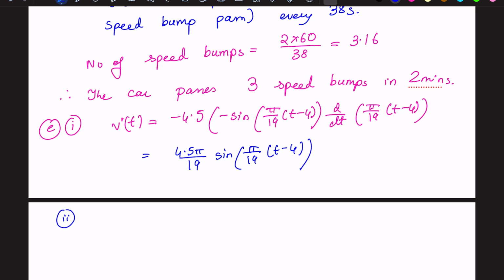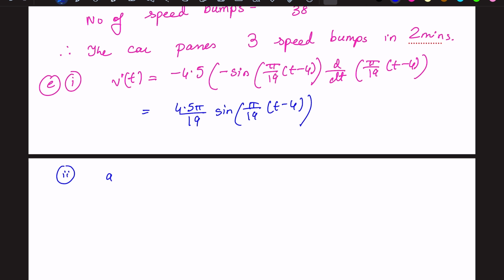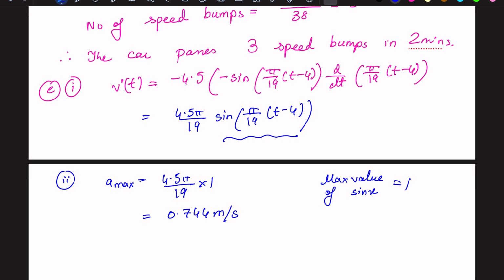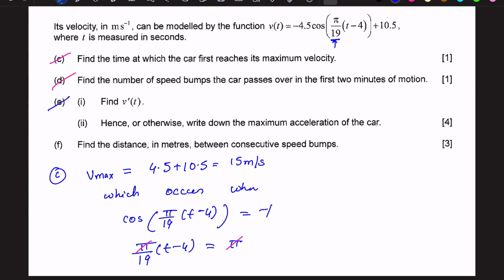Now acceleration is equal to V prime t, right? So a max is basically the maximum value of V prime t. The maximum value of V prime t occurs when the sine part becomes 1. This is equal to 4.5 pi by 19 times 1, because the max value of sine x equals 1. On simplification this gives 0.744 meters per second squared, which is the answer to part 2. So E1 and 2 are done.